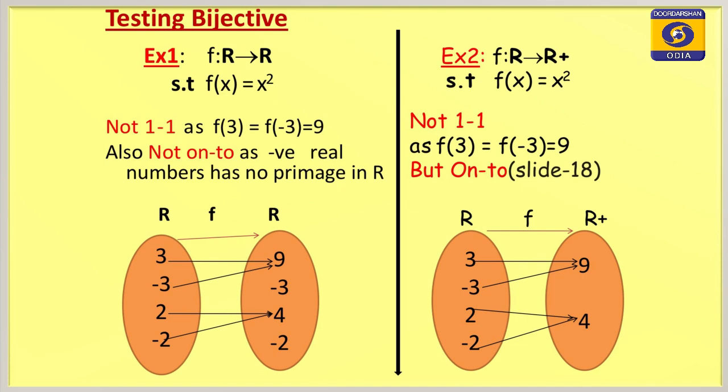You see example 1, example 2, example 3, example 4; in each case the formula of the function is the same. So, what is the difference there? In example 1, the function is from R to R, f(x) = x square. In example 2, the function is from R to R plus, the set of real numbers to the set of positive real numbers.